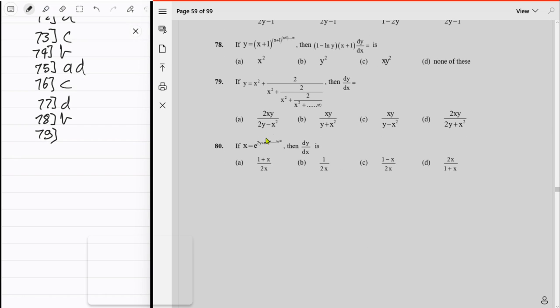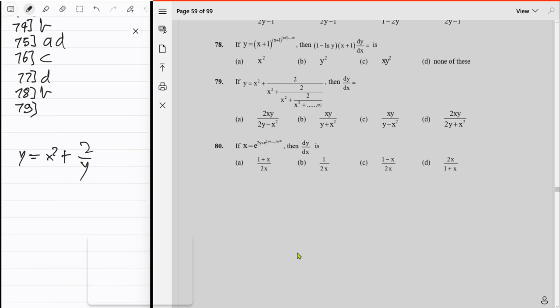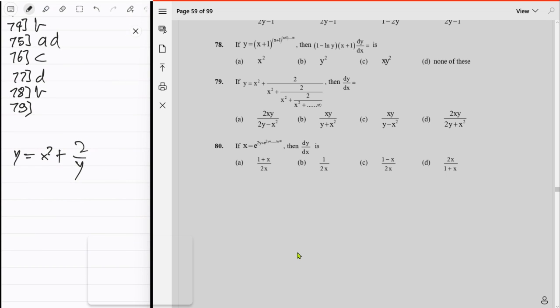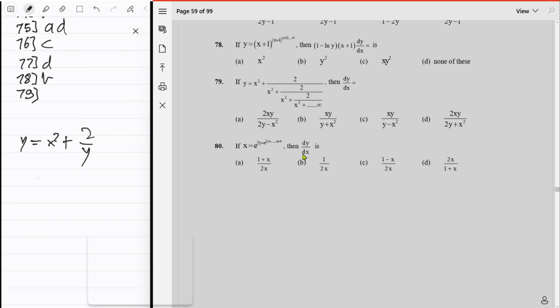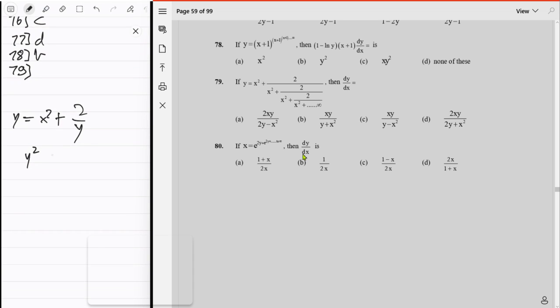Seriously, are they just going to do this forever? Okay, and another one of these. Fine. y equals x squared plus 2 upon, okay, whatever. So y is just equal to x squared plus 2 upon y, right? Then what's dy upon dx? You don't even know whether or not these kinds of infinite things are going to converge, but just do it. Fine. So it seems like y squared is equal to x squared.